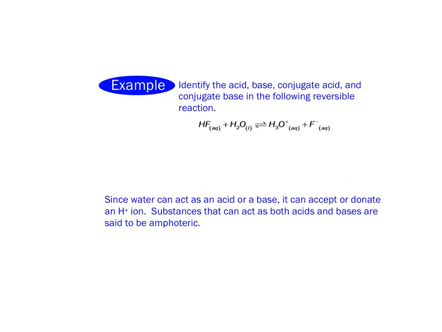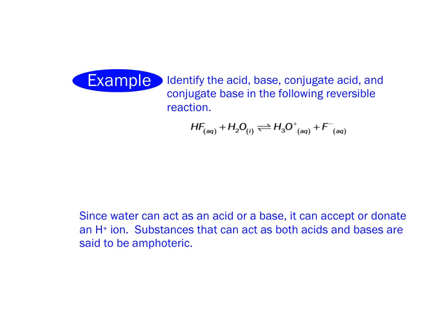So, we're going to do an example here. Identify the acid, base, conjugate acid, and conjugate base in the following reversible reaction. Okay, so here's what we know. If we look at this reaction, we have hydrofluoric acid plus water. Then we get the hydronium ion and the fluoride ion.